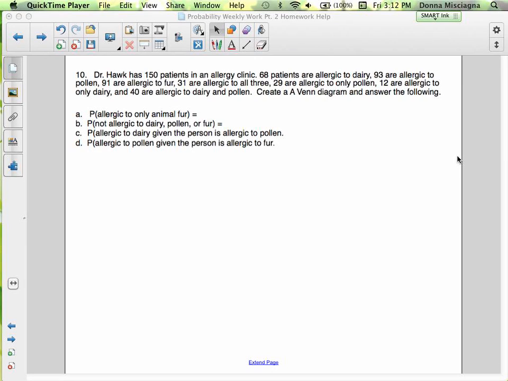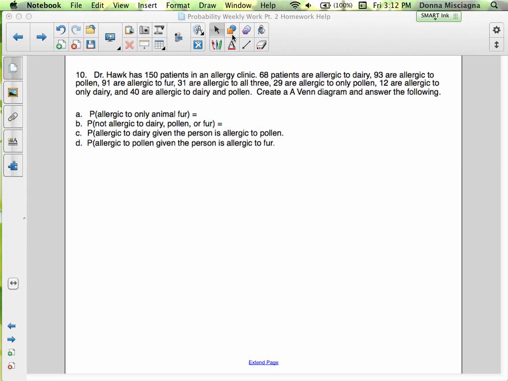Dr. Hawk has 150 patients in an allergy clinic. 68 patients are allergic to dairy, 93 are allergic to pollen, 91 are allergic to fur, 31 are allergic to all three. 29 are allergic to only pollen, 12 are allergic to only dairy, and 40 are allergic to dairy and pollen. Create a Venn diagram and answer the following.